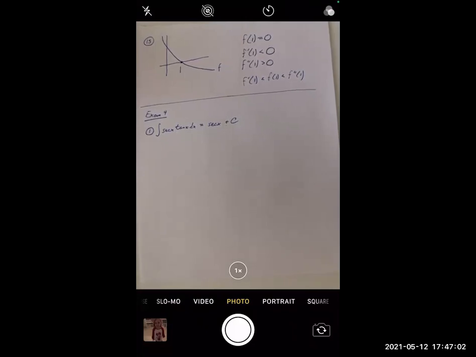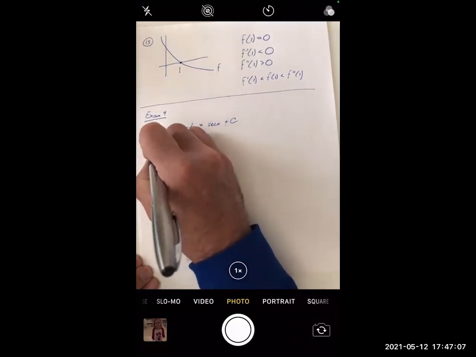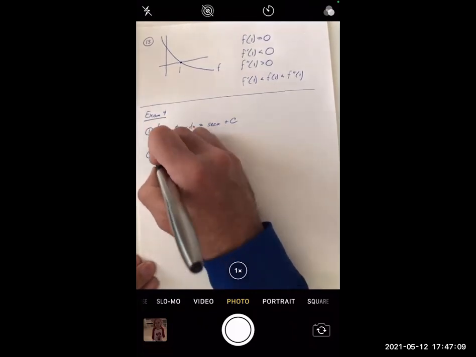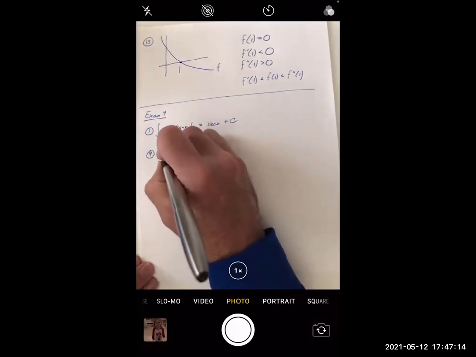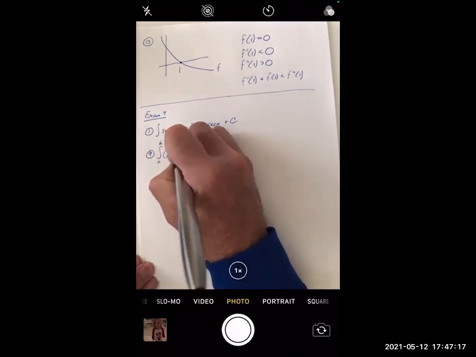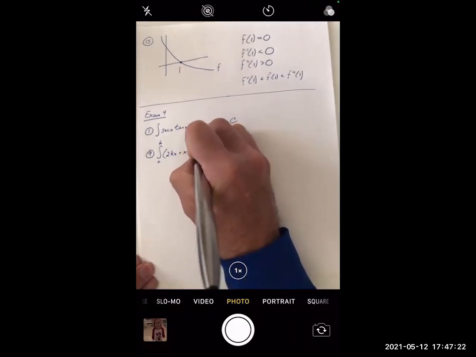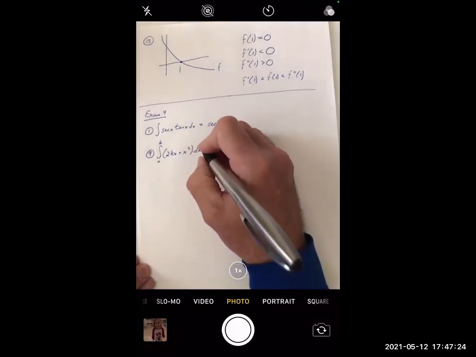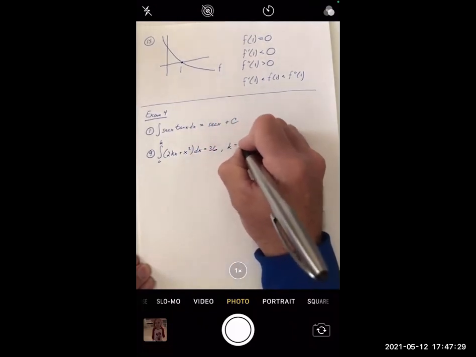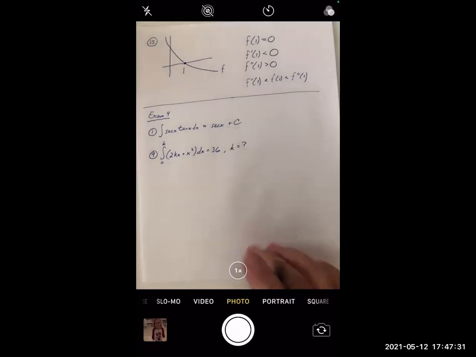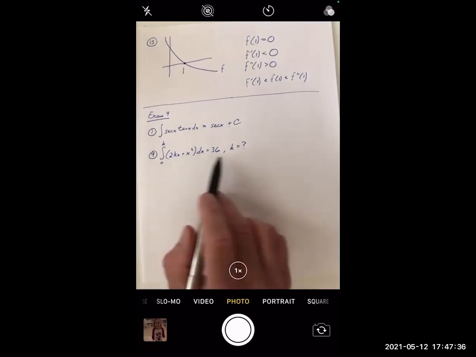All right, let's talk about this one. It was number 9. So the integral from 0 to k of 2kx plus x squared dx is equal to 36. What is the value of k? The other version was pretty similar. Just had a couple of different numbers.